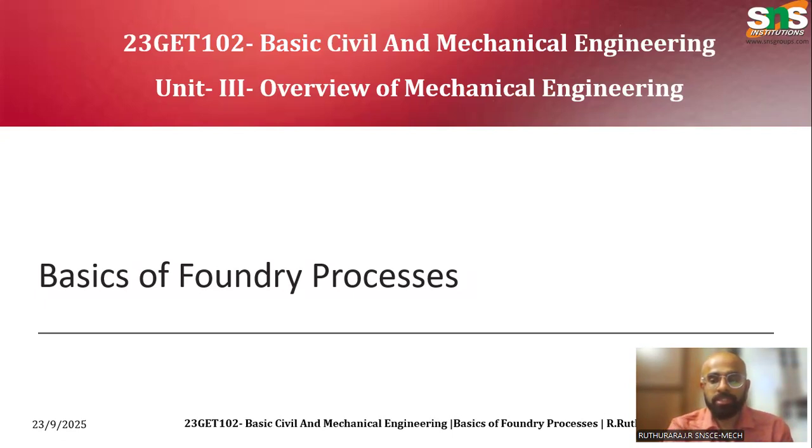Particularly, we'll start with the basics, which is manufacturing, the first unit, and then we will move on to the power plants and IC engines. And then in the subsequent third unit, we will move into the refrigeration and air conditioning systems, followed by basic building materials and their types, and different overview of civil engineering, followed by foundation, types of foundation, and construction equipments. So that is the overview of this basic civil and mechanical engineering. So let's get into our first topic, which is the basics of the foundry process.